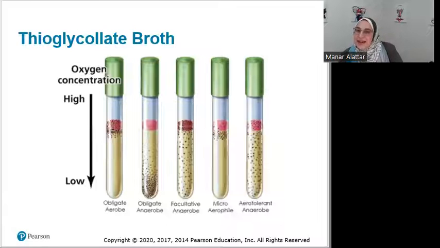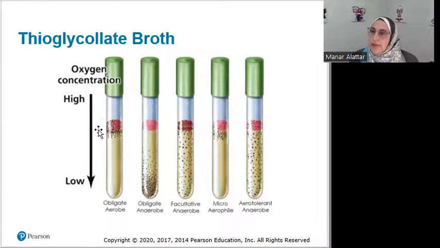So another example of a differential media that we will use in the lab is thioglycolate media. This is a broth that has a number of chemicals in it, and we'll talk about them in the lab. But essentially, it has a chemical that indicates the presence of oxygen, called resazurin. It also has some oxygen scrubbers like thioglycolate that actually remove oxygen from the media. At the very top of the media, we'll inevitably have oxygen because this is an open cap or a cap with a gap in it, so oxygen does come into the tube.